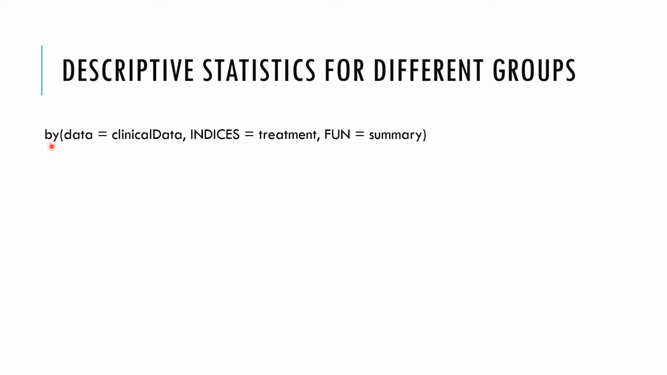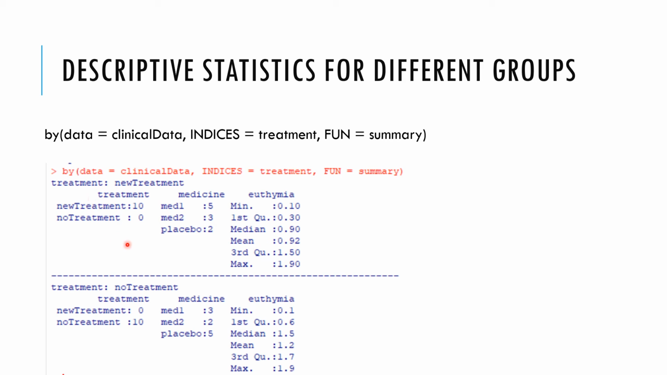Again, by is another function. You provide the data. This argument indices is again treatment, and then for the function we are using summary to see the summary. So if you do this, what it does is it segregates the data between new treatment and no treatment, because this is the index we are using. And then you can see that no treatment somehow has a better performance than new treatment. The median here for no treatment is 1.5, while the median for new treatment is 0.9. And then again, you can also look at these parameters. Here, medicine 1 and 2 have been given to more patients.